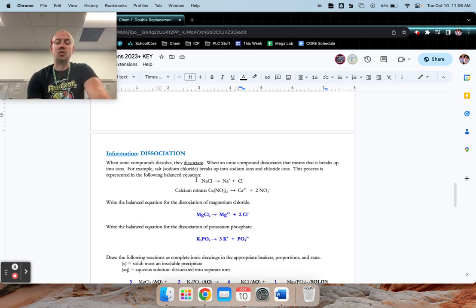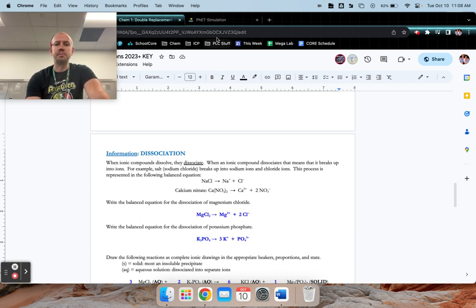So if I had sodium chloride, I don't have salt molecules floating around. I have sodiums and I have chlorides. When I have calcium nitrate, I don't have calcium nitrate molecules or formula units floating around. I have calciums and I have nitrates. So the first thing to recognize is when I have magnesium chloride, that's not what floats around. It floats around as magnesium ions and as chloride ions. Potassium phosphate, I turned that into a formula, and it floats around as potassiums and as phosphates.